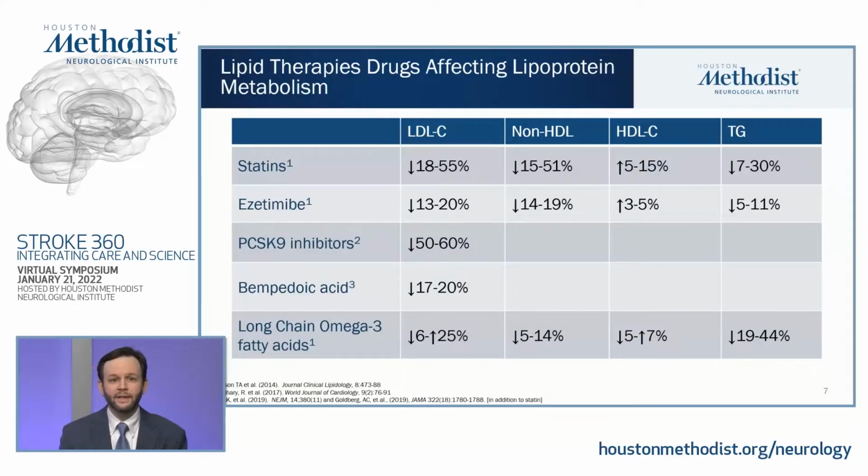And looking at different lipid therapies and how they affect lipoprotein metabolism, I've talked a little bit about statins, but I really want to focus on ezetimibe or PCSK9 inhibitors, such as Repatha or Praluent, and a newer medication option, bempedoic acid. And I will also discuss long-chain omega-3 fatty acids, Vascepa, in lowering triglyceride level.